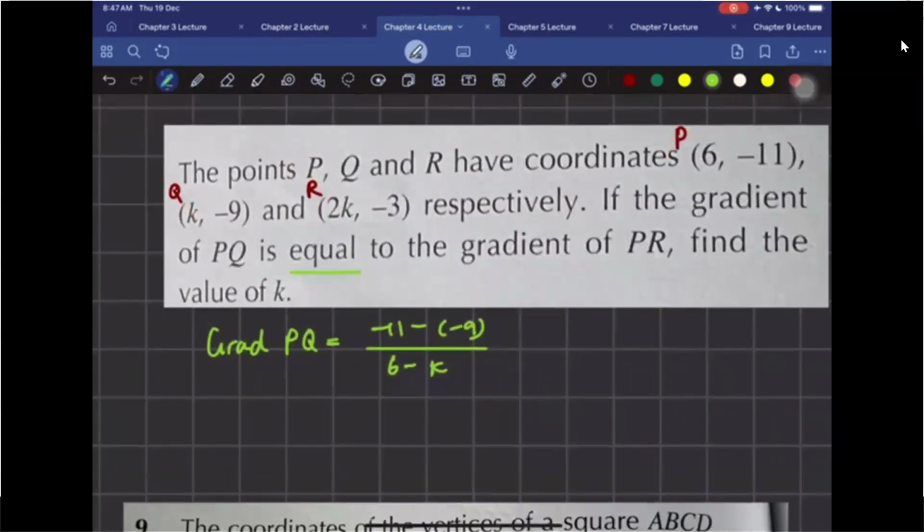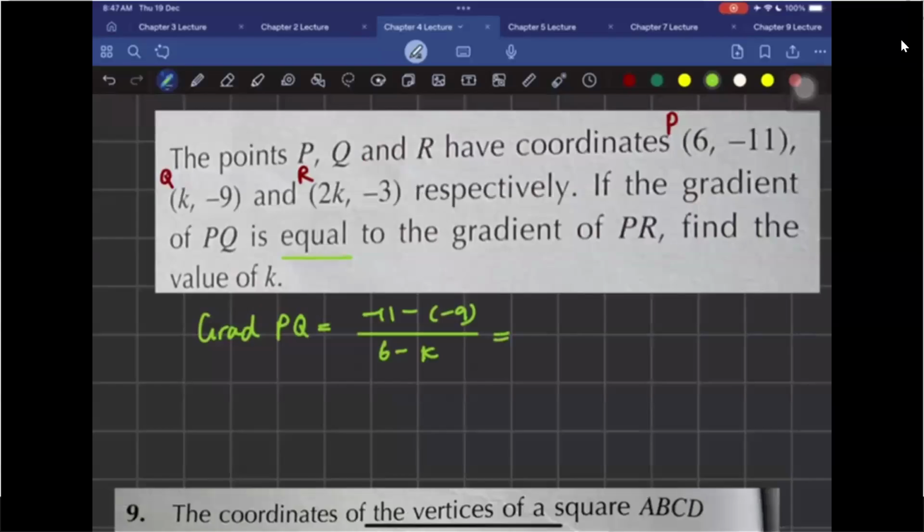Here for PQ, right, is -11 minus your y2. So -11, remember, minus then a bracket -9. So this actually becomes -11 plus 9. Okay, so if you simplify this, you get -2 over 6 minus k, or 2 over k minus 6.